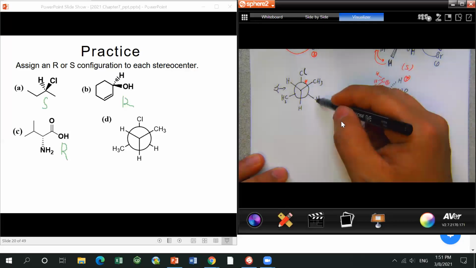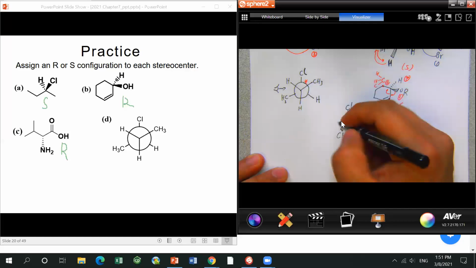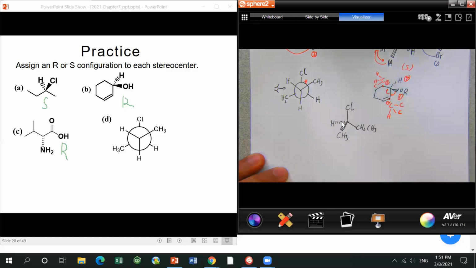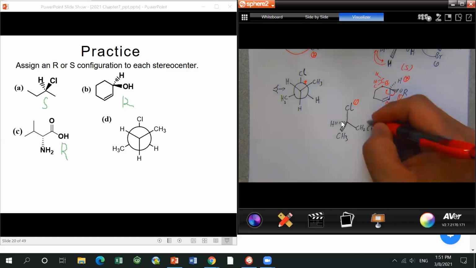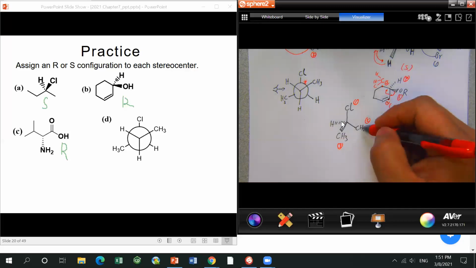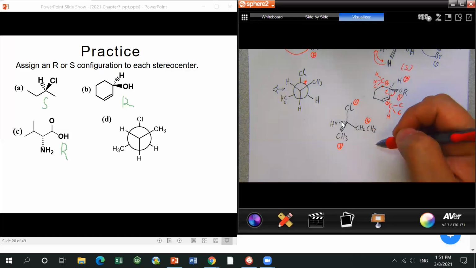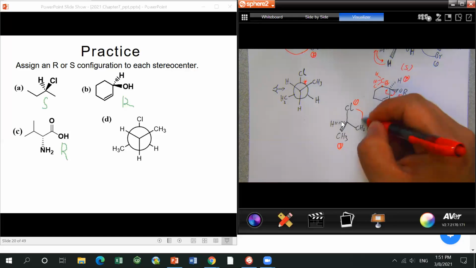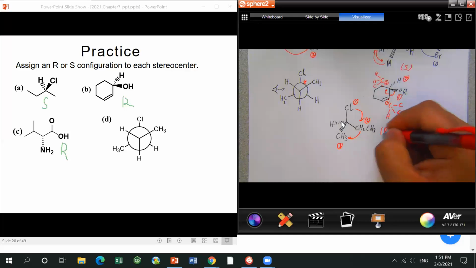In the end, the hydrogen points away from you, so you just connect it with a dash line. That's how you convert the Newman projection to the wedge-dash structure. Then to assign R/S easily: the highest is 1, then 2, 3. The acyl group has higher priority than methyl. Then you draw the arc from 1 to 2, 2 to 3, and that looks like R, clockwise.